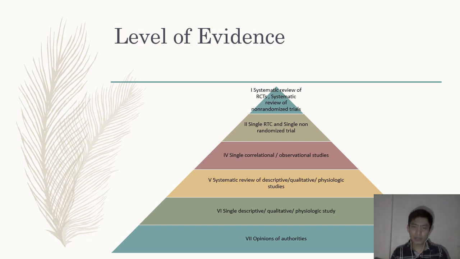If you do your searches, the lowest level of evidence is the opinion of authorities, and next are single descriptive and qualitative physiologic studies. So the hierarchy goes up until we have a systematic review of randomized controlled trials. It's randomized and there's control, so there's no bias there, and we are seeing the phenomenon or the instance as objectively as possible.